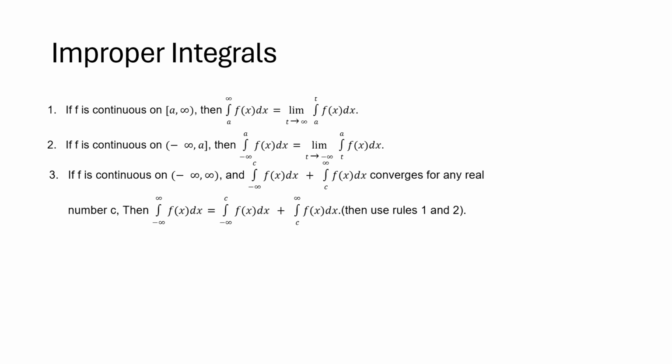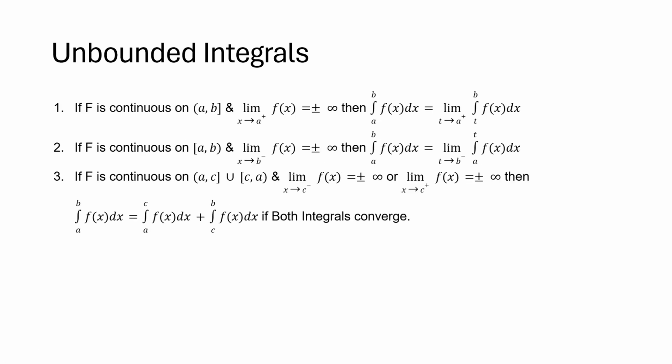Next is improper integrals, where a limit of integration is infinity. Here are the rules on how to determine if they converge or diverge. Similar to improper integrals are unbounded integrals, where the domain includes an asymptote.